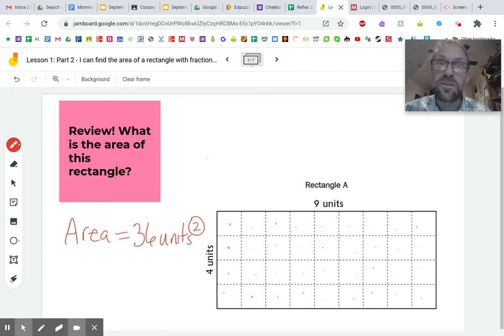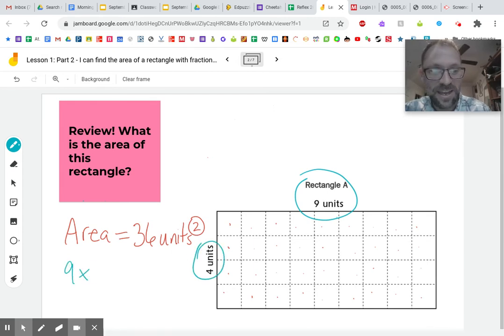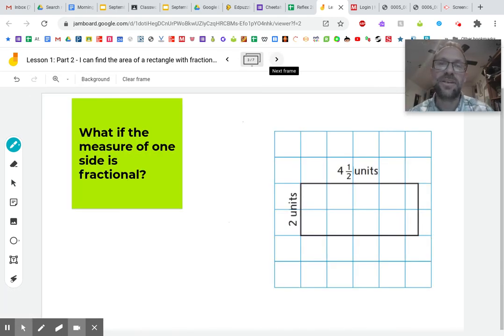All right. Some of you might have used the multiplication strategy, the procedure. Area is going to be equal to the length, 9 units, times the width, 4 units. So we could have done 9 times 4 equals 36 units squared. Don't forget the squared. All right. Those are the two strategies we learned yesterday. Today's lesson is really going to focus on one of those two strategies, and then we'll pull in the second later on. Okay. So let's go ahead and take a look at our first rectangle with fractional side lengths.